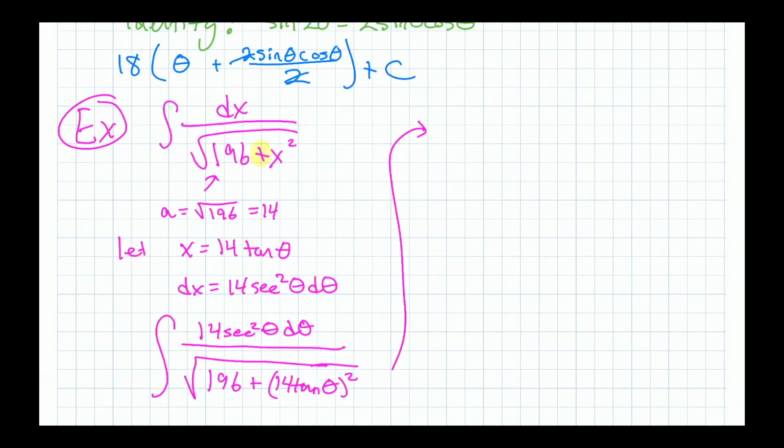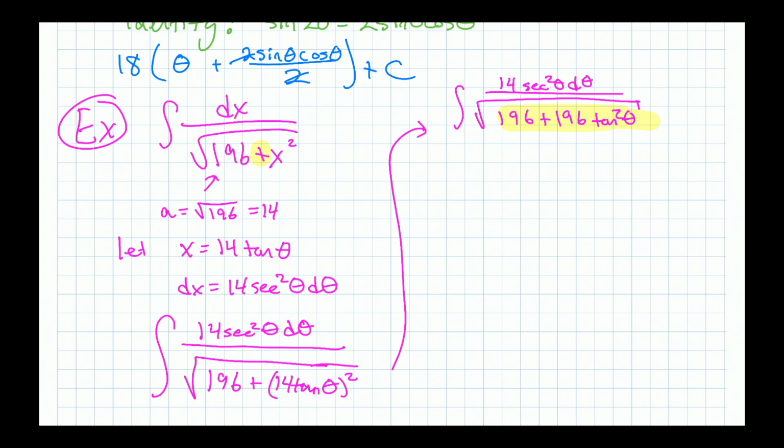So what will we get? We have an integral. On top, 14 secant squared theta d theta. On bottom, we're going to get 196 plus 196 tangent squared theta. Now, what do you think we're going to do here in the denominator?